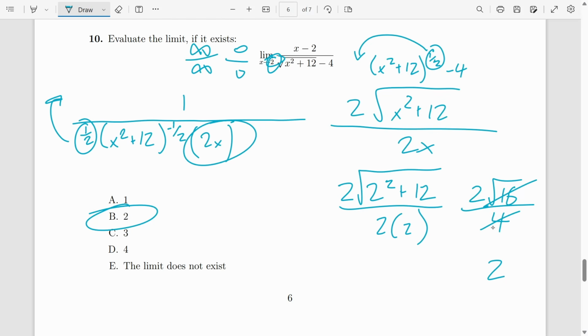You can do L'Hopital's rule on it, which is where you take the derivative of both the top and the bottom, and then the limit won't really change at all. You can still evaluate it and get your right answer. Sometimes you'll have to do multiple L'Hopital's rules, but in this case we didn't have to, so that was good.